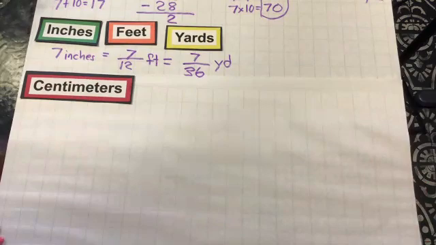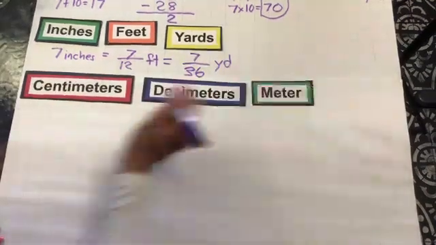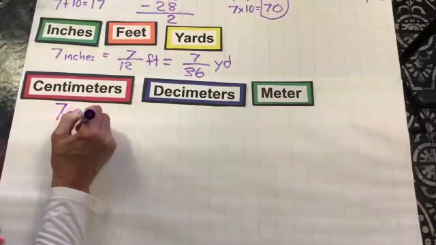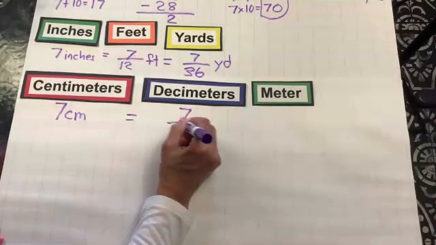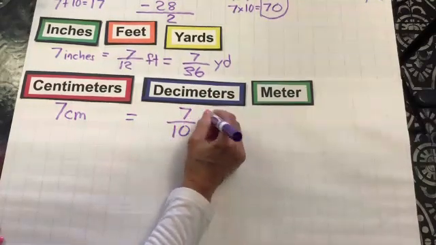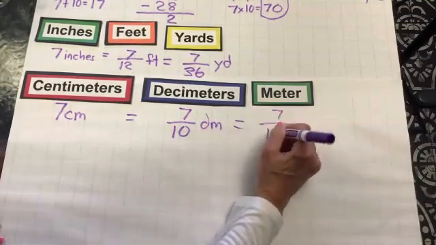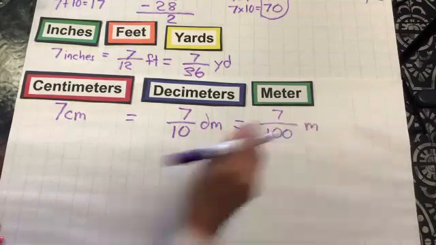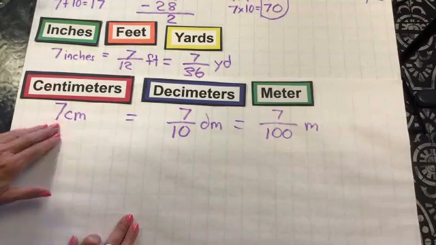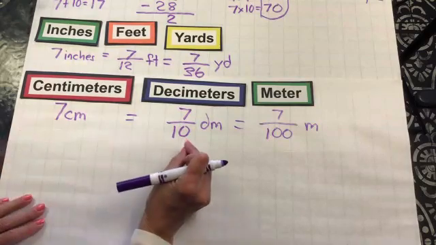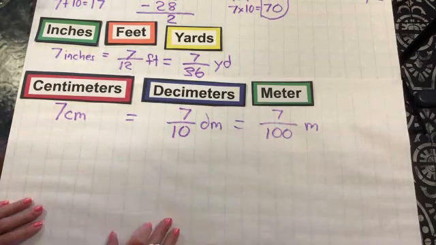So centimeters, decimeters, and meters. We have 7 centimeters, and these are the abbreviations, which equals 7 out of 10. It takes 10 to make a decimeter. And then it would be 7 out of 100 to make a meter. All right, so we're using fractions. 7 centimeters is a fraction of a decimeter and a fraction of a meter. It's not the whole thing.